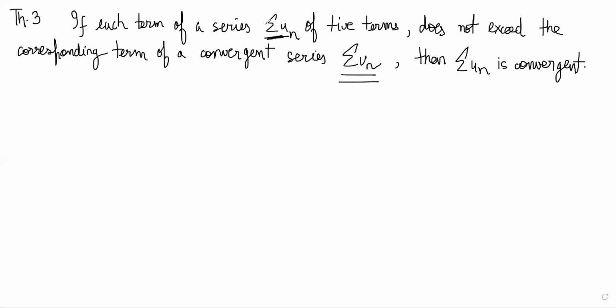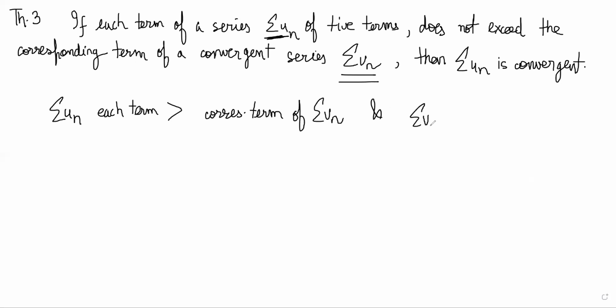And similarly, there is a theorem which says that if each term of un is greater than the corresponding term of vn and vn diverges, then un diverges. These are obvious statements, right? Are you understanding?